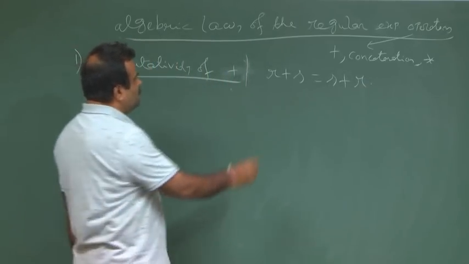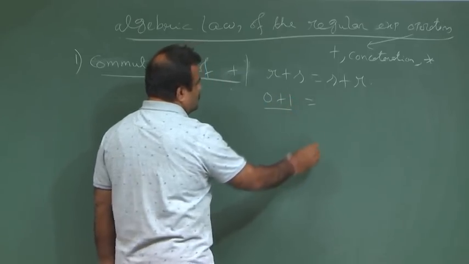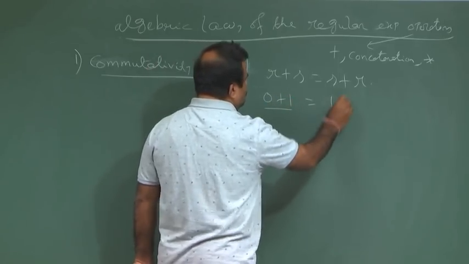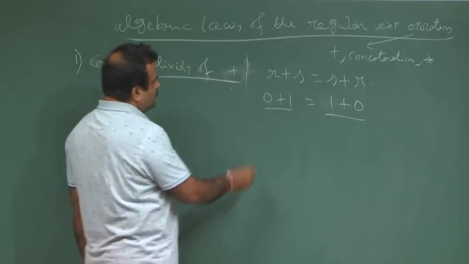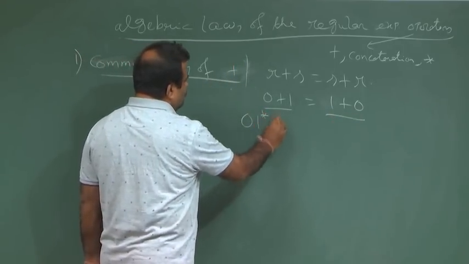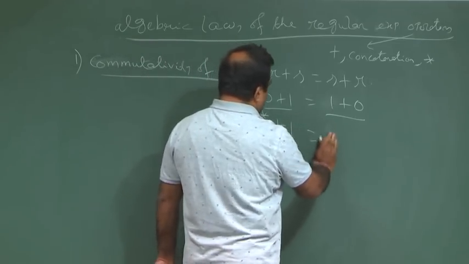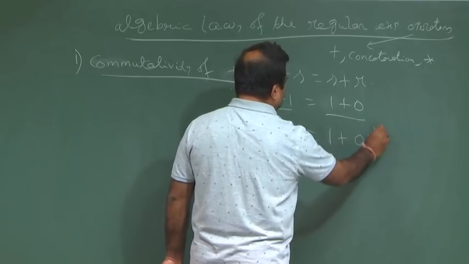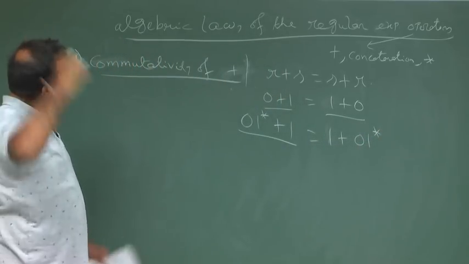For example, if we have 0 plus 1, this is a regular expression, we can write it as 1 plus 0, both are the same. Or if we have 0 1 star plus 1, we can write it as 1 plus 0 1 star, either way.